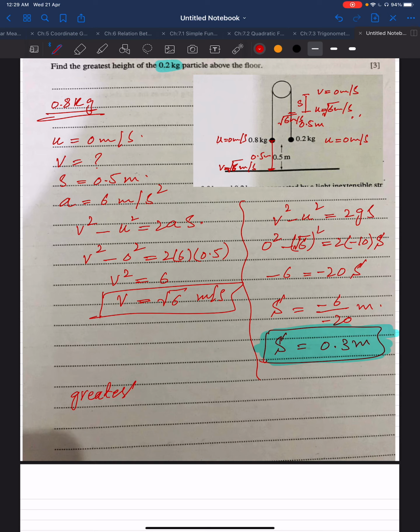Greatest height of the 0.2 kg particle above the floor is equal to 0.5 plus 0.5 plus 0.3. So this will become 1.3 meters.